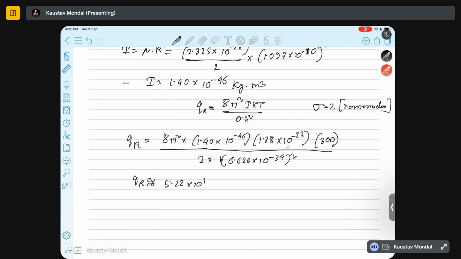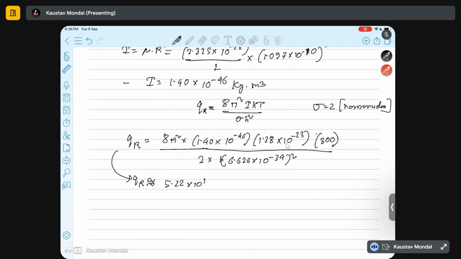The value of QR would be around 50, right? So at 300 Kelvin there are like 50 states that are available for rotational modes, right? Only 50 states are available.